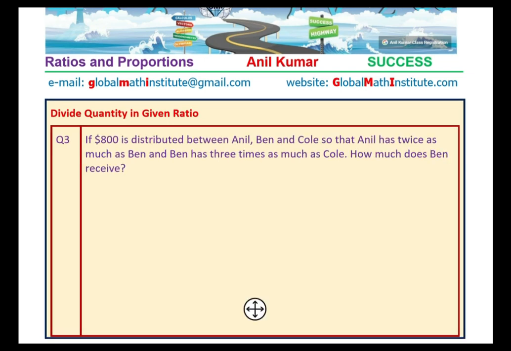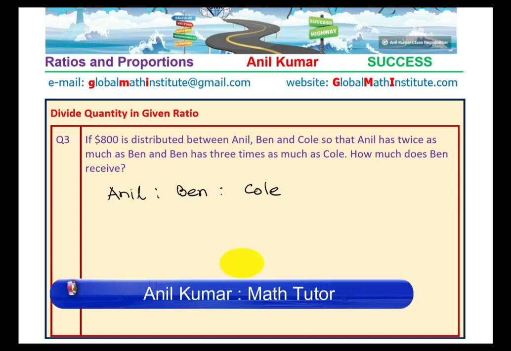Now here's the last question, question number 3, which is a word problem. It says, if $800 is distributed between Anil, Ben, and Cole so that Anil has twice as much as Ben, and Ben has three times as much as Cole. So Ben relates all the three.